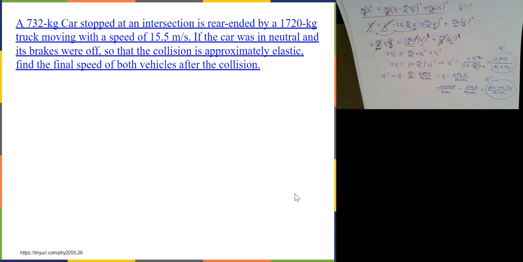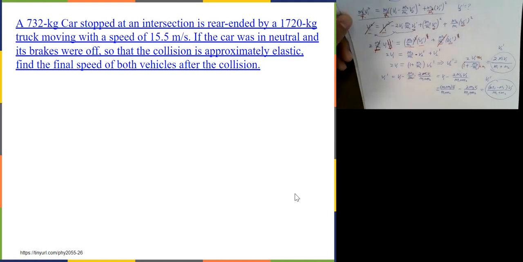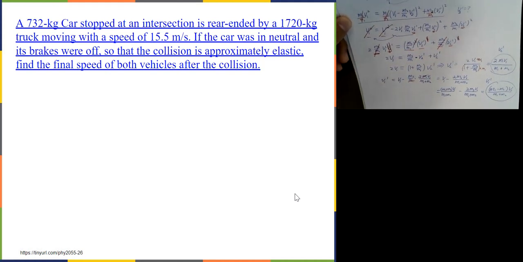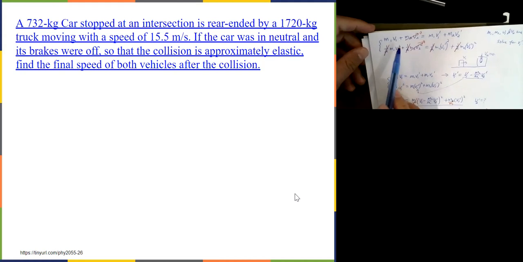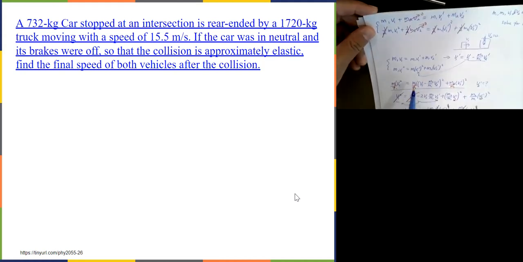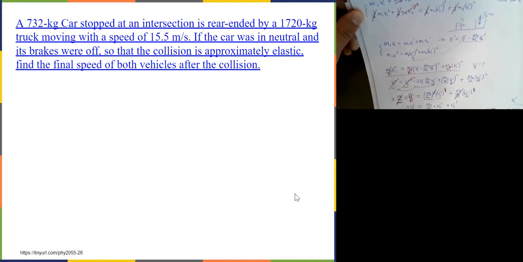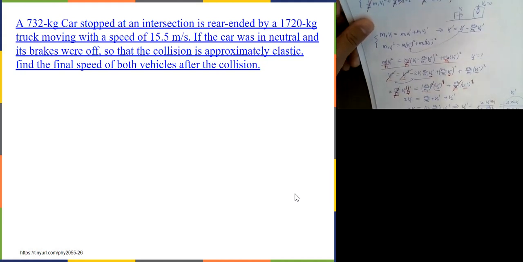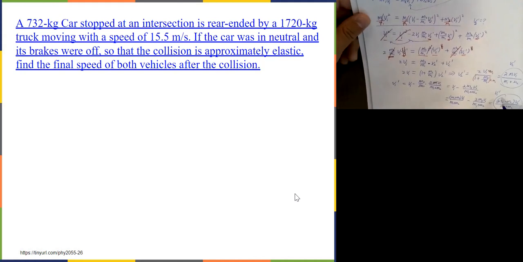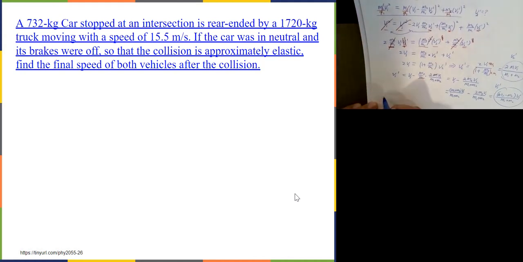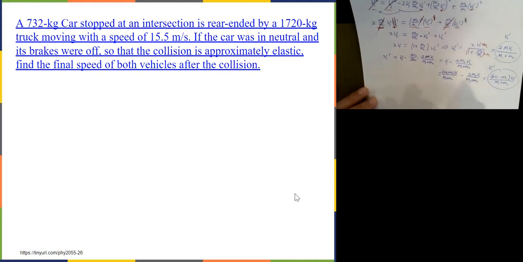It says if the car was in neutral and the brakes were off, so that the collision is approximately elastic, find the final speed of both vehicles. I think I should have started from the beginning on the problem. So you will start with these two equations. You can work out the algebra and come to these two expressions for the two final speeds. Then at the end, you just plug in the numbers.